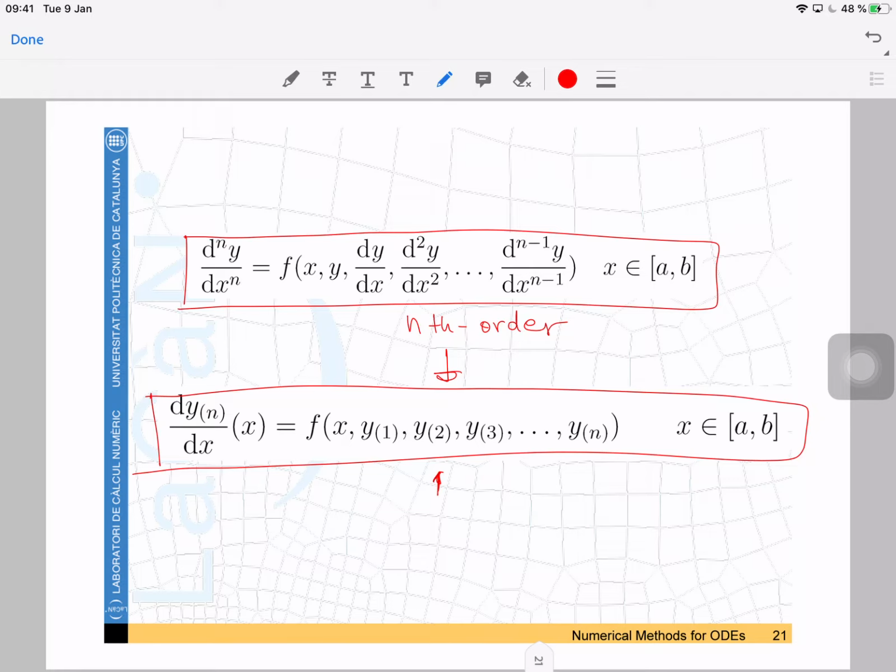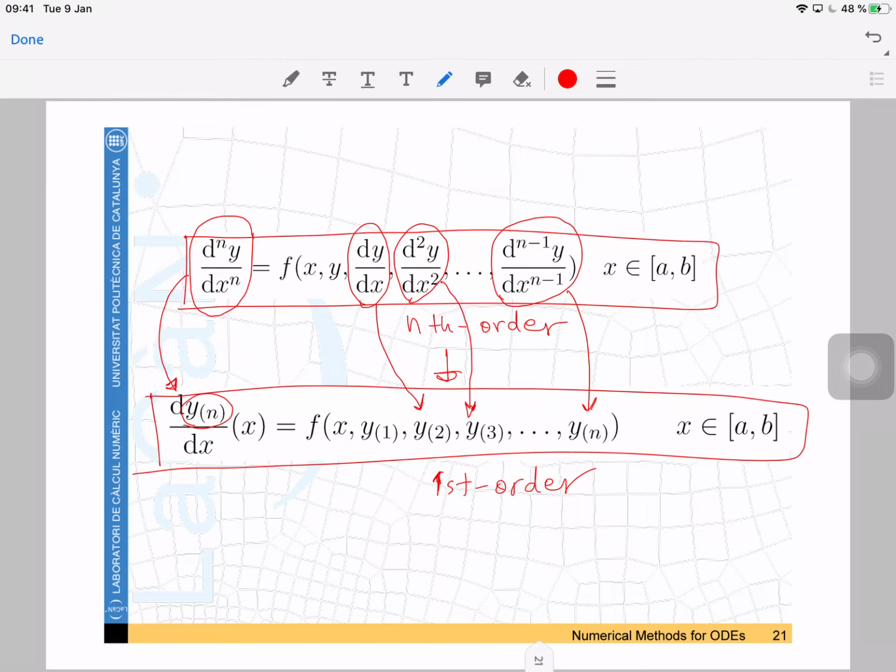This is a first order ODE. So you see that instead of using a high order derivative, for example, the n-th order derivative of y with respect to x, it converts to the first order derivative of yn with respect to x. The other components are the same. The first order derivative is y2. The second order derivative is y3. And the last component, the n minus 1 order derivative, is yn.